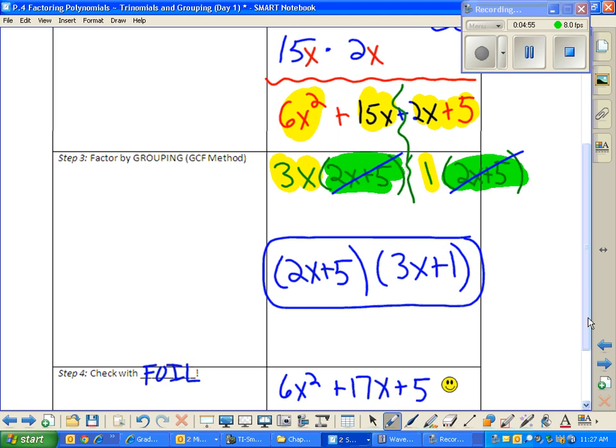Step 4, I check it with FOIL. I did that, and I got the original problem back out, so I'm a happy girl. That next example, turn the page, is all yours. Let's see how this goes, shall we?